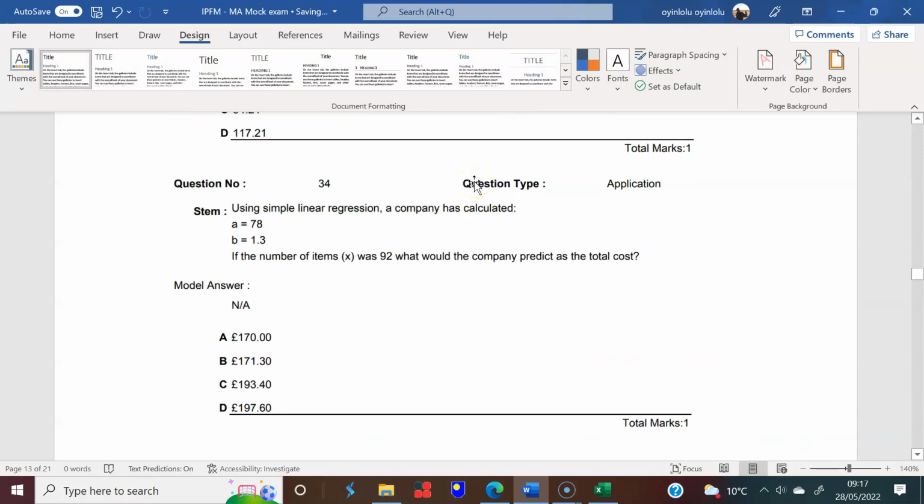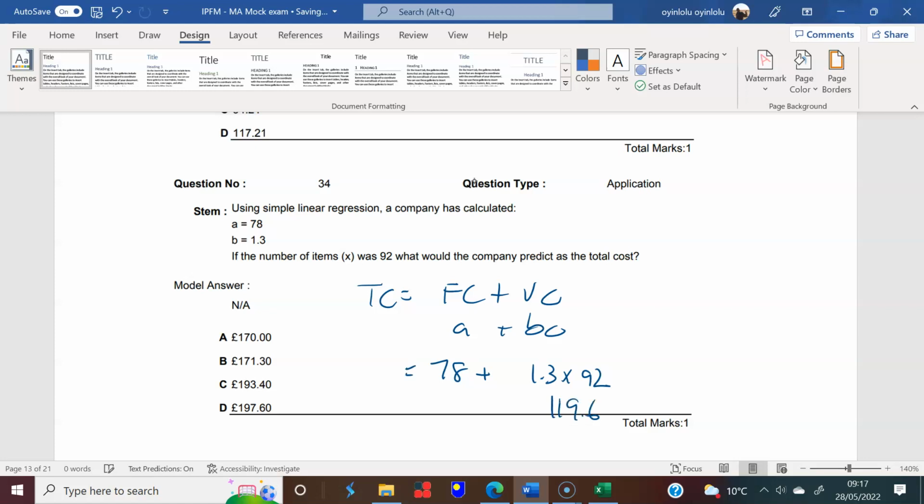Now 34, using simple linear regression, we know the total cost is equal to fixed cost plus variable cost. We know this is A, and this is B. We have A of 78, we have B of 1.3 times what happens when there are 92 units. We're interested in the total cost. 1.3 times 92 is 119.6. Add 78 to that, and you have £197.60. That takes us to D.